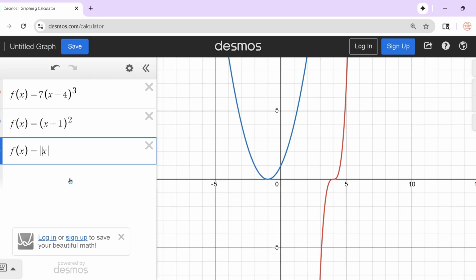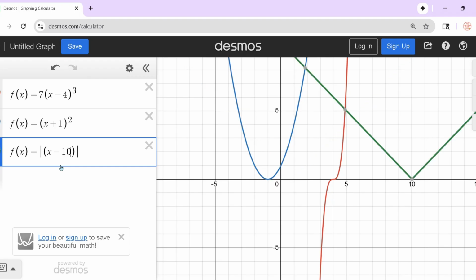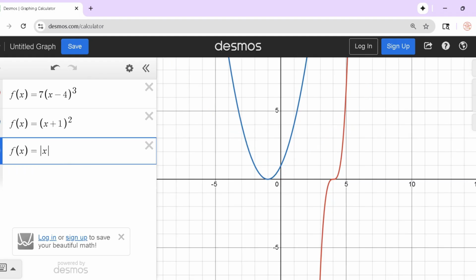Same with this absolute value of x. I go inside that absolute value, and let me turn it on so you can see it. And okay, I want it to go to the right 10. That's toward the positive, so I'll do the opposite. I'll do minus 10. And there it goes to the right. Okay, so that's moving it left or right. Let me get all these back to normal again.